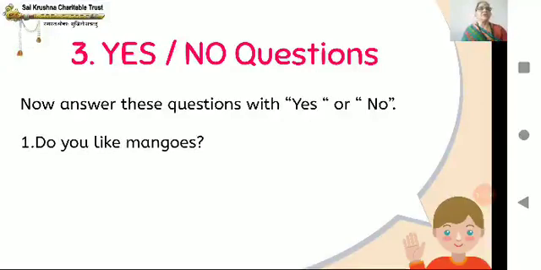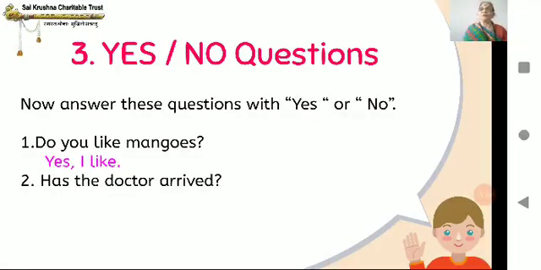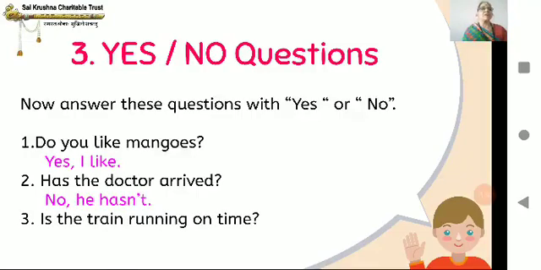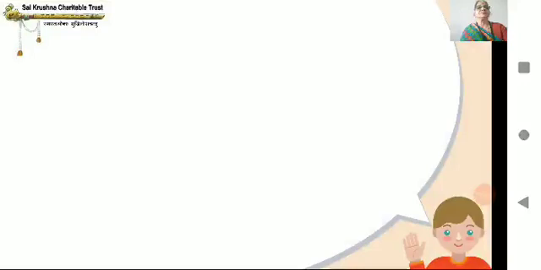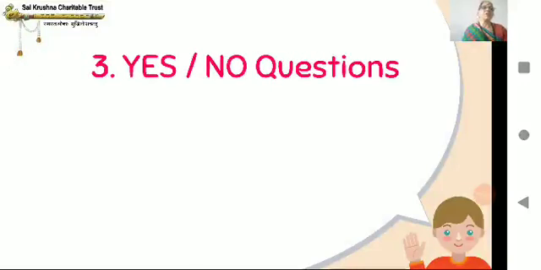Do you like mangoes? Yes, I like. Or I do. Has the doctor arrived? No, he hasn't. Is the train running on time? Yes, it is. Or no, it isn't. Even the first one, do you like mangoes? Yes, I do. It's a better answer. Like is not wrong, but yes, I do. That word has to come in the answer. When you're asked to write yes or no questions, unless it's given that you write both, you can choose to write either yes or no.